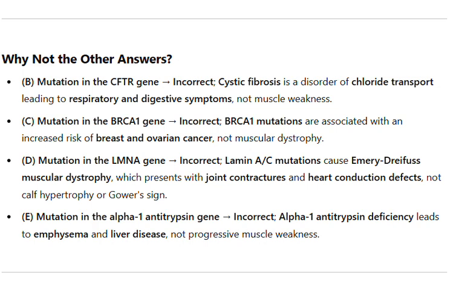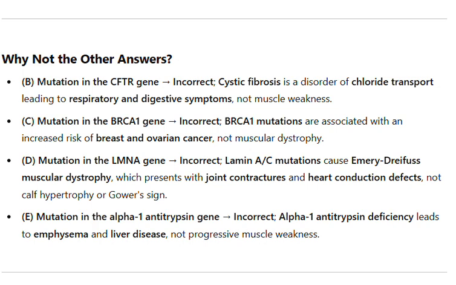D. Mutation in the LMNA gene, incorrect. Lamin A/C mutations cause Emery-Dreifuss muscular dystrophy, which presents with joint contractures and heart conduction defects, not calf hypertrophy or Gowers' sign. E. Mutation in the alpha-1 antitrypsin gene, incorrect. Alpha-1 antitrypsin deficiency leads to emphysema and liver disease, not progressive muscle weakness.